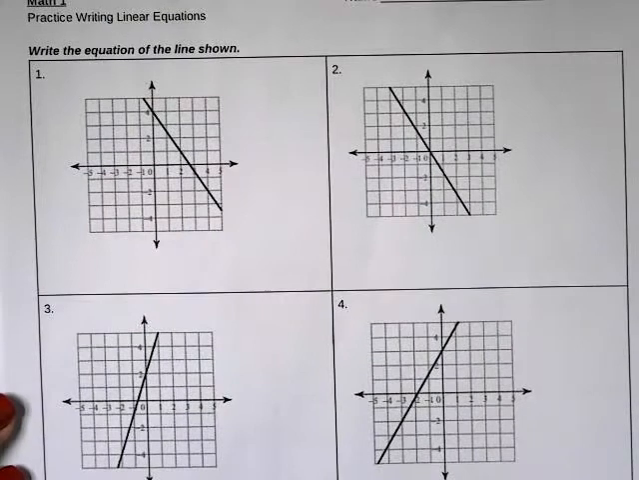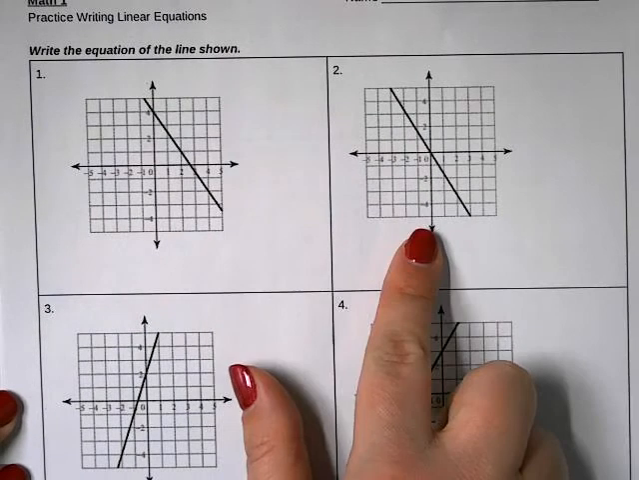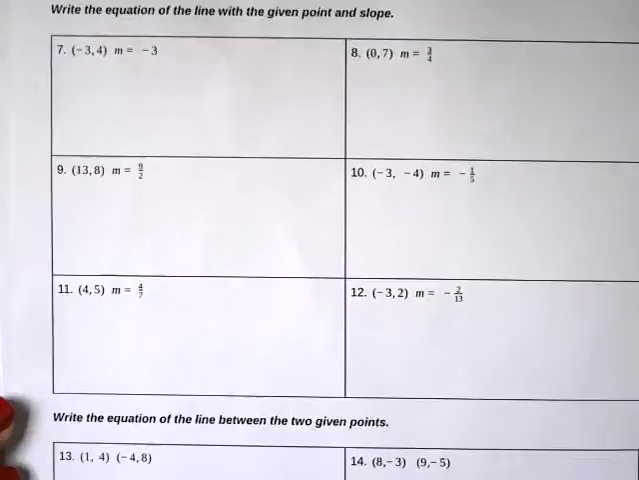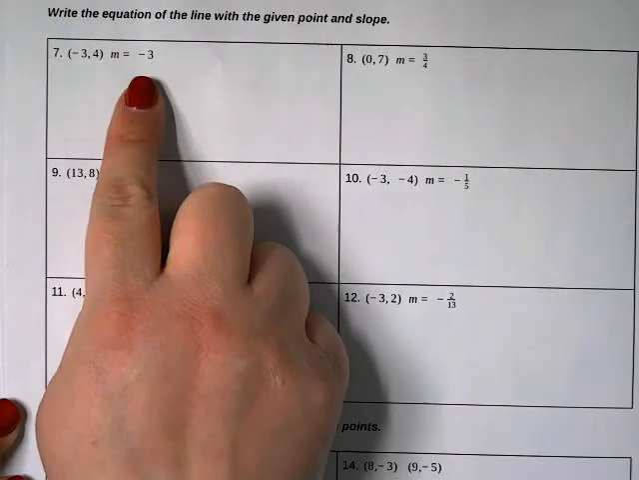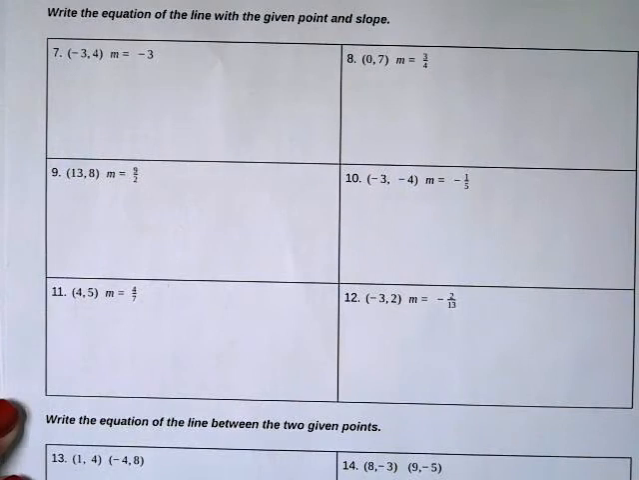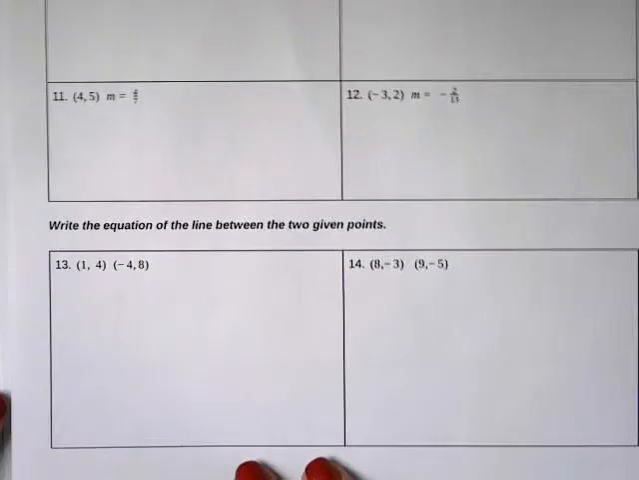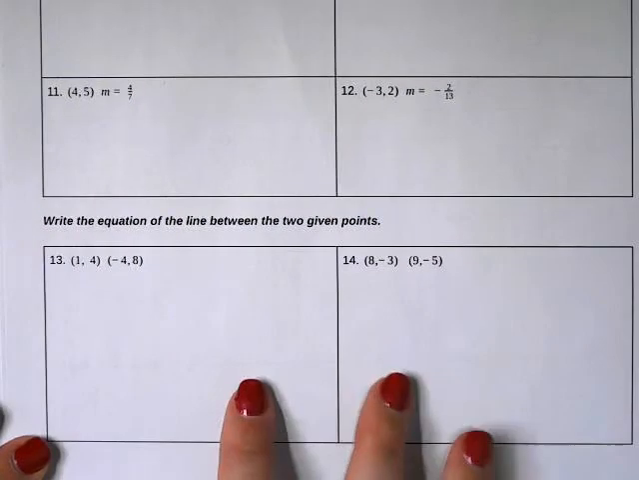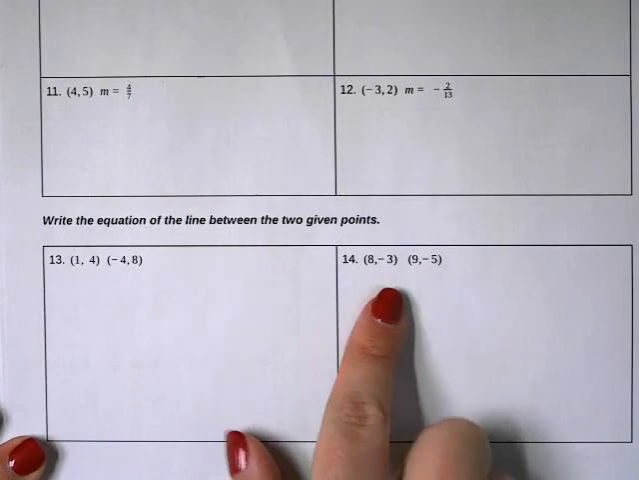So there's 6 questions on the front where I give you a graph and ask you to write the equation. And then there are 6 questions on the back where I give you a point and a slope and ask you to write the equation. And then for those of you who finish quicker than your classmates, there are 2 challenge questions where all I did was give you 2 points and you have to write the equation of the line.